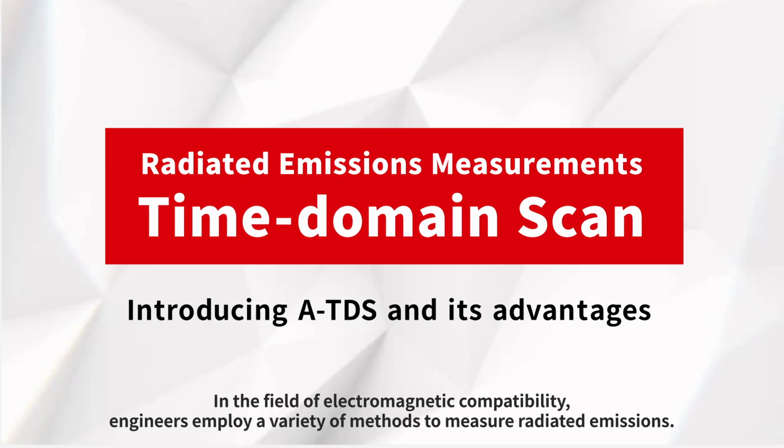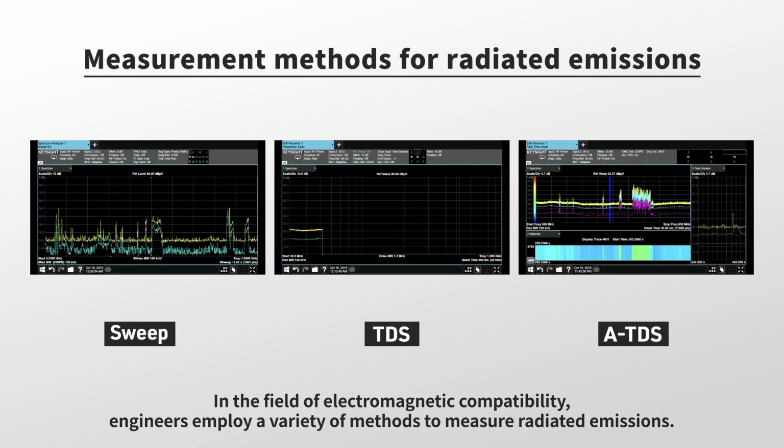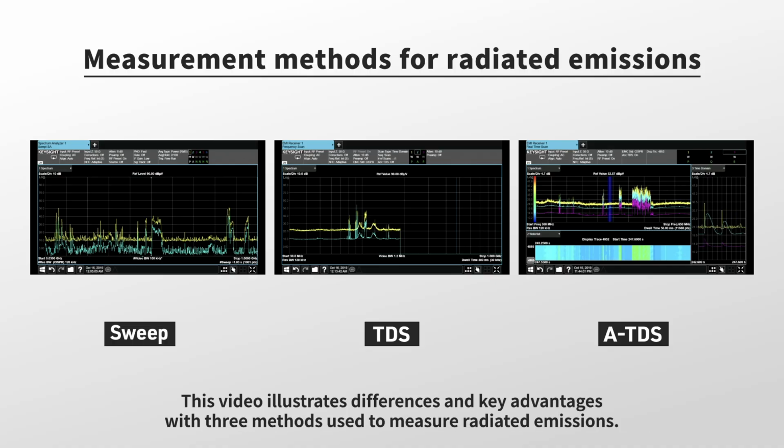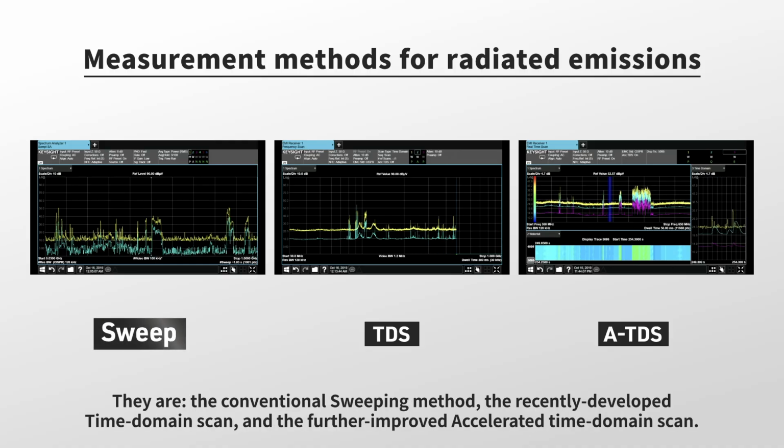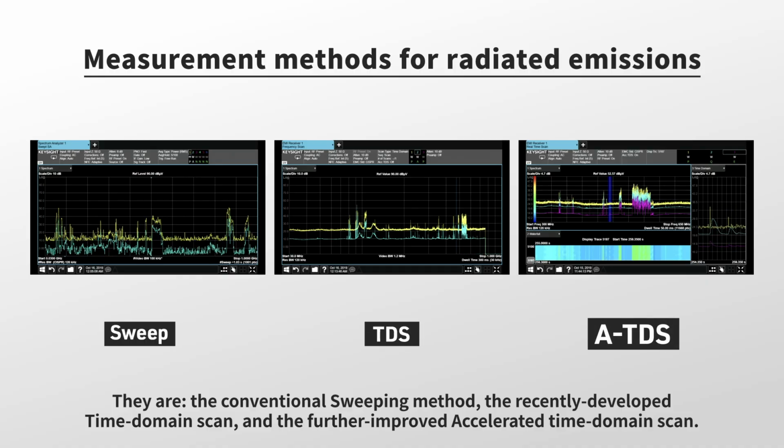In the field of electromagnetic compatibility, engineers employ a variety of methods to measure radiated emissions. This video illustrates differences and key advantages with 3 methods used to measure radiated emissions. They are the conventional sweeping method, the recently developed time domain scan, and the further improved accelerated time domain scan.